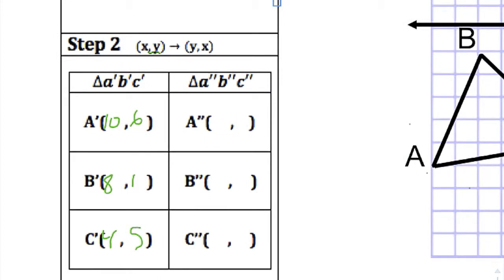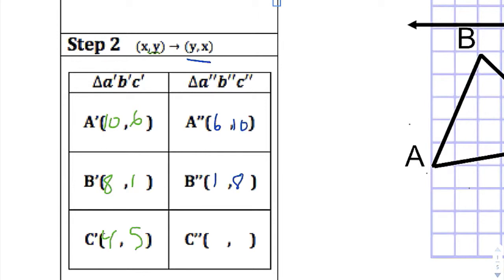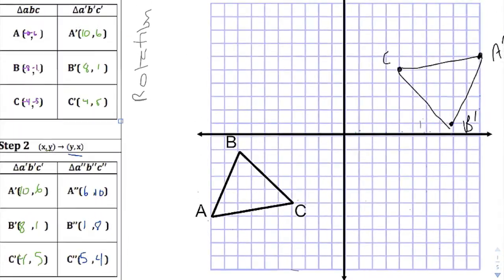And so looking at our second transformation rule, it looks like we're going to keep x and y the same values, but we're going to switch them around. So 10, 6 becomes 6, 10. This becomes 1, 8, and this becomes 5, 4. So we go back over to our big grid, and let's go ahead and map out those points.